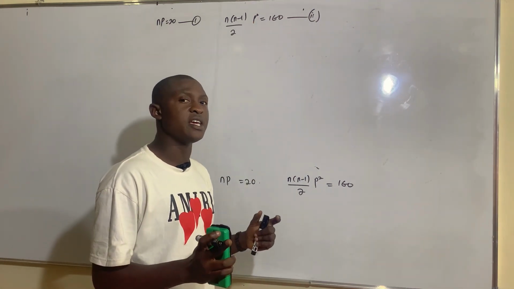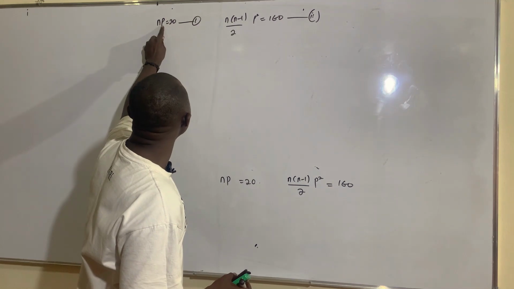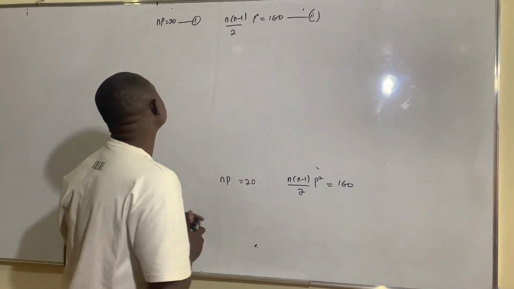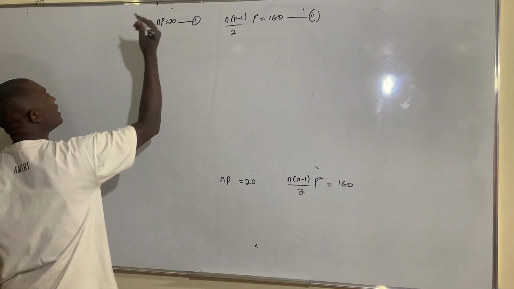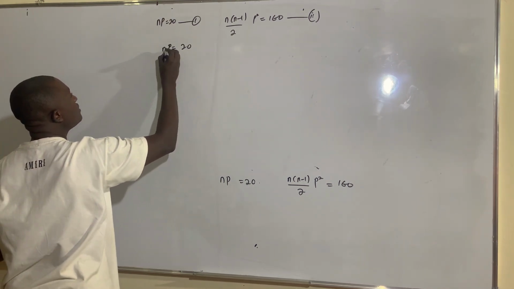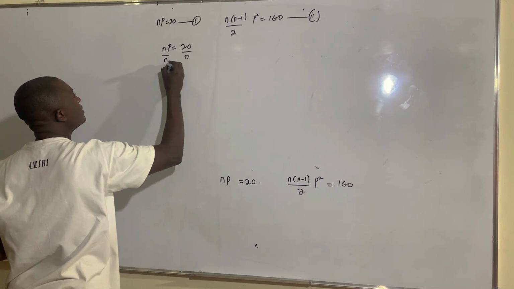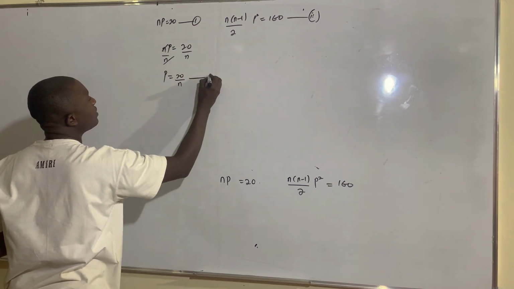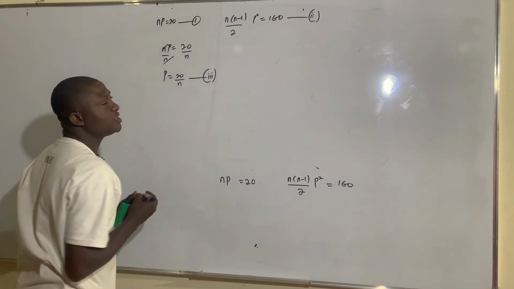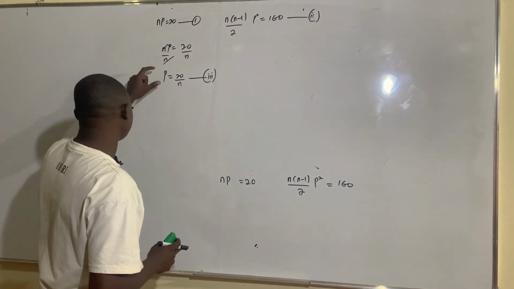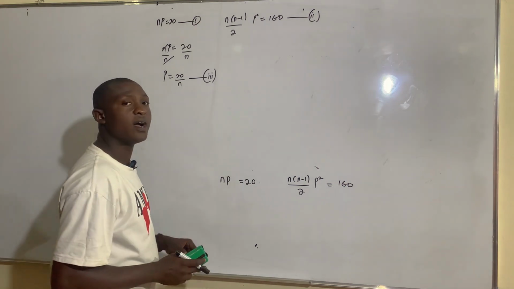And if you like, you can make p the subject, then substitute into this equation. But to make it easier here, we can easily make p the subject and substitute its value into this equation. So from here, let's make p the subject. I have np equals 20. If I divide by n, this cancels, and I can say p is equal to 20 over n. Let's call this equation 3.